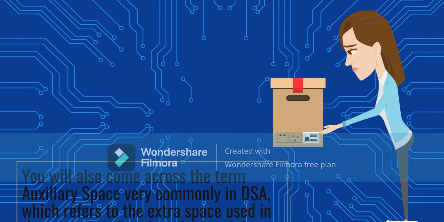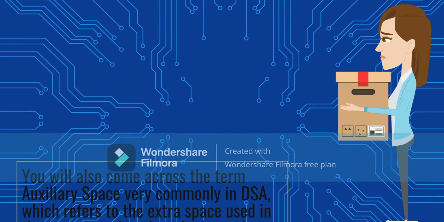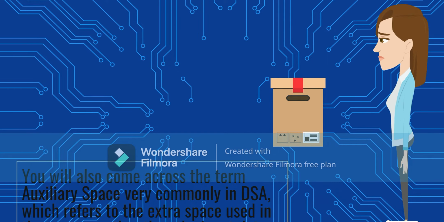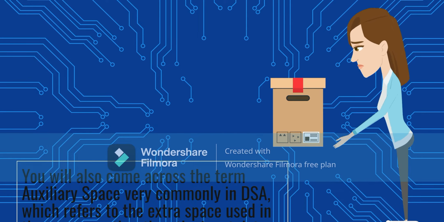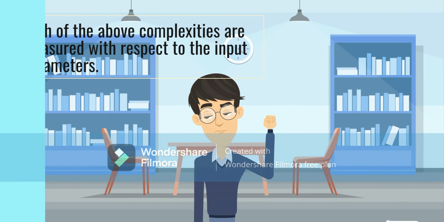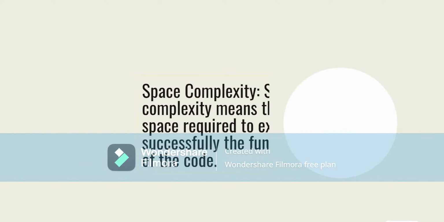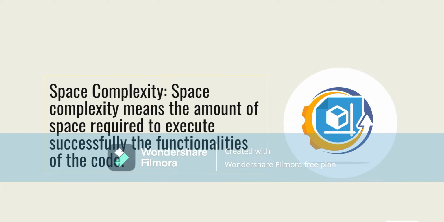You will also come across the term auxiliary space very commonly in DSA, which refers to the extra space used in the program other than the input data structure. Both of the above complexities are measured with respect to the input parameters. Space complexity. Space complexity means the amount of space required to execute successfully the functionalities of the code.